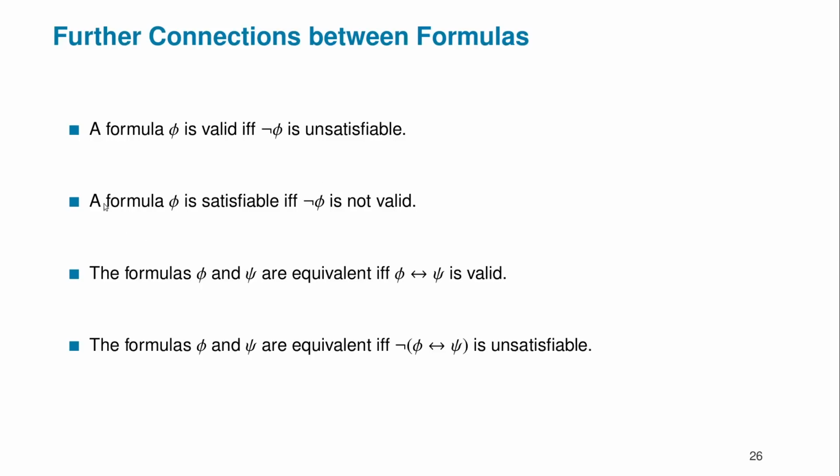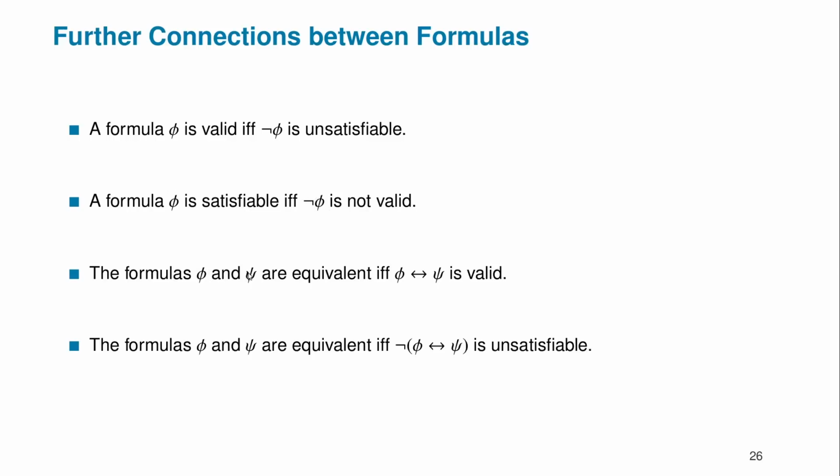A formula phi is satisfiable if and only if not phi is not valid. Because then not phi has a counter model if it's not valid. And this counter model of not phi is a model of phi.